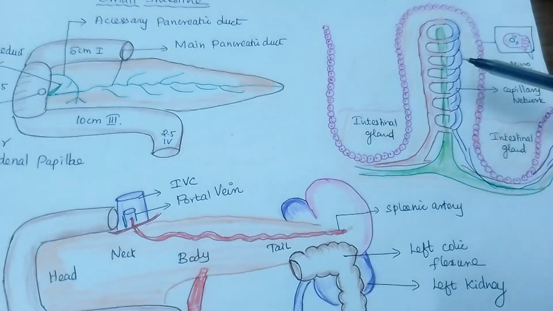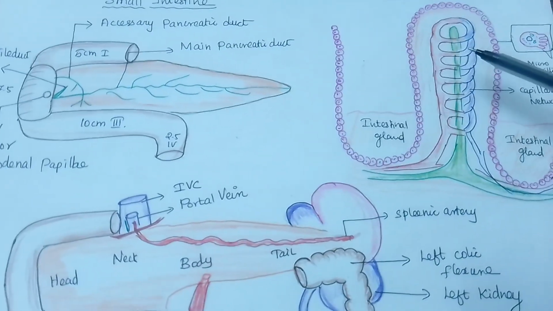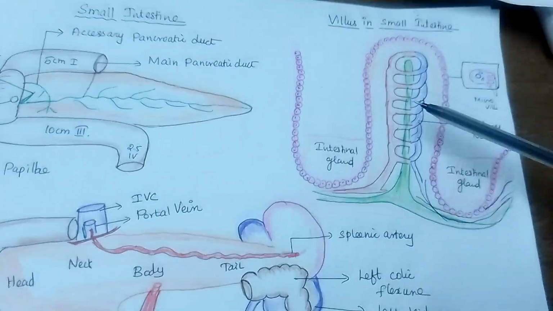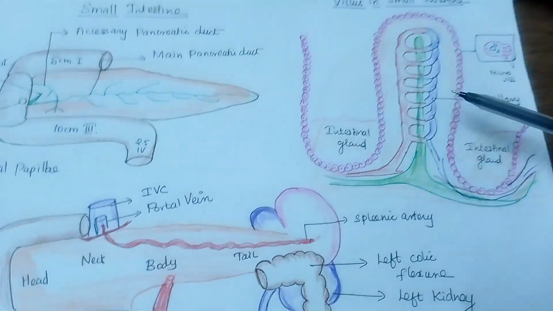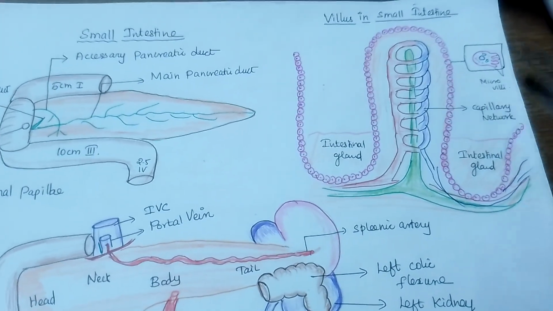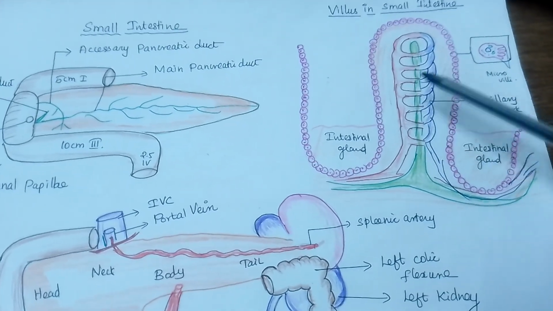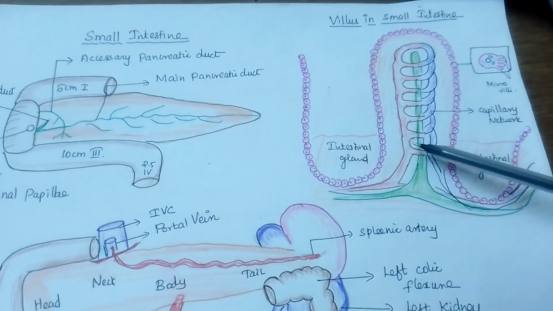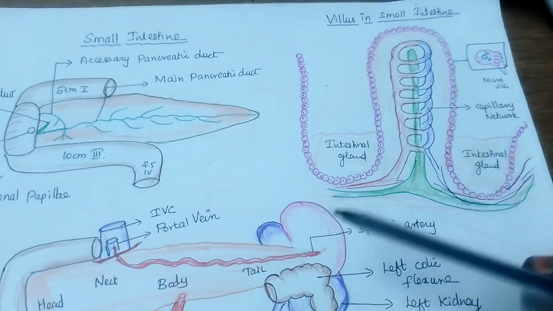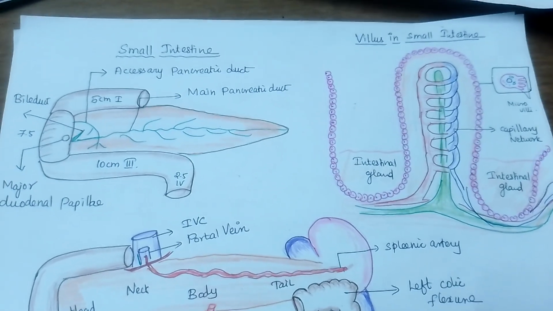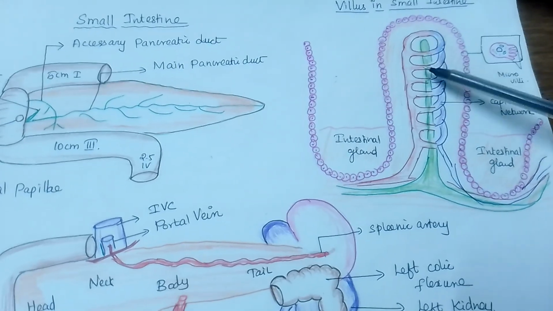If you see the walls of the small intestine, they are composed of 4 layers of tissues. In the small intestine, the mucosa shows a number of folds, and these folds look like finger-like projections. These finger-like projections in the small intestine are called villi. They are distributed throughout the total surface of the small intestine. So each villus will show some goblet cells.